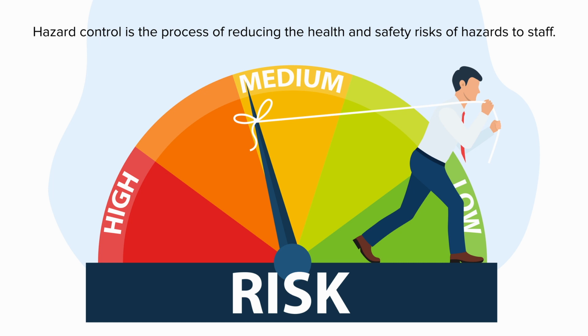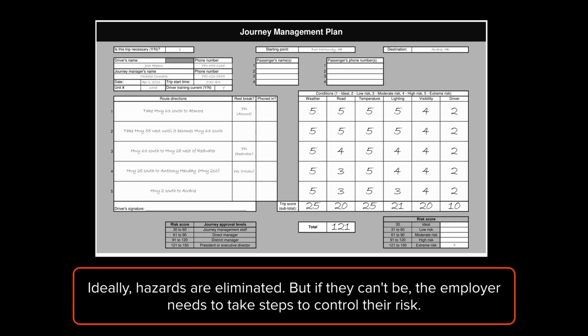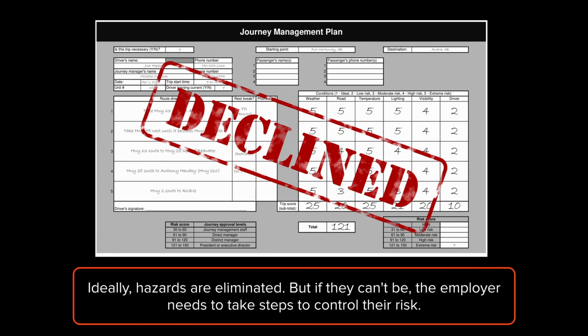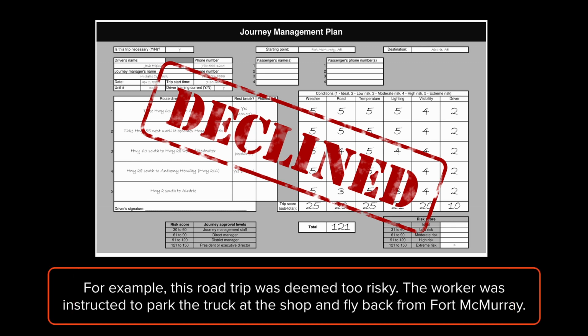Hazard control is the process of reducing the health and safety risks of hazards to staff. Ideally, hazards are eliminated, but if they can't be, the employer needs to take steps to control their risk. For example, this road trip was deemed too risky. The worker was instructed to park the truck at the shop and fly back from Fort McMurray instead.